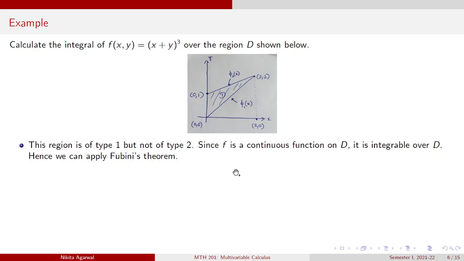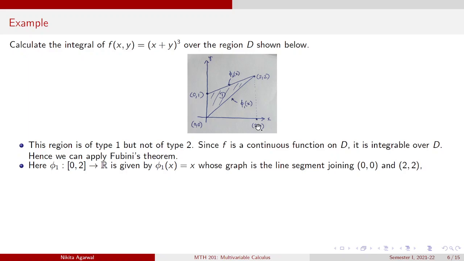Okay. Now since f is a continuous function on D, it is integrable over D. D is an elementary region. So we can apply Fubini's theorem. What is phi 1 here? Phi 1 is the line segment joining (0, 0) and (2, 2). So phi 1 is going from the closed interval [0, 2] and defined as phi 1(x) equal to x. That will give you this line segment.